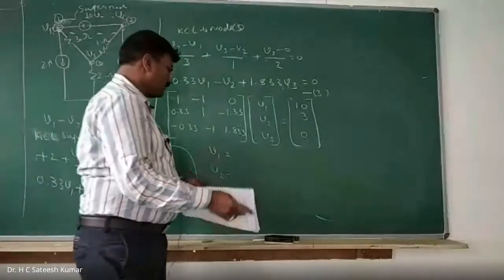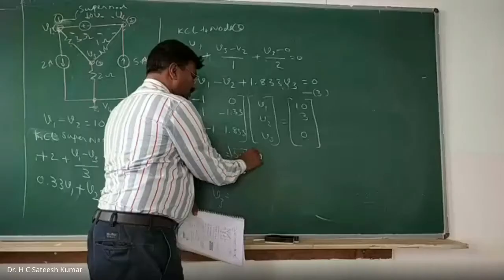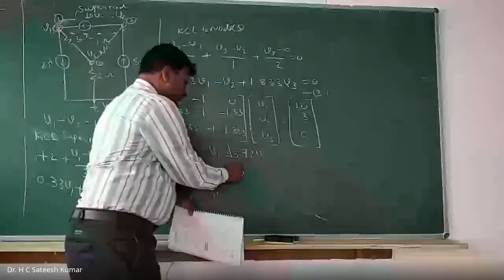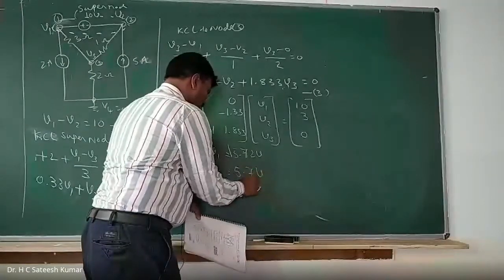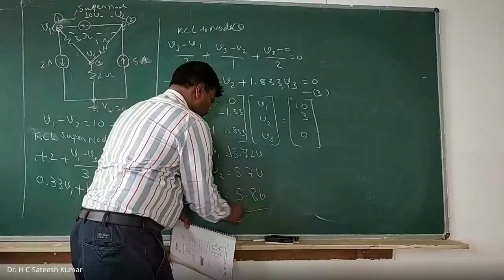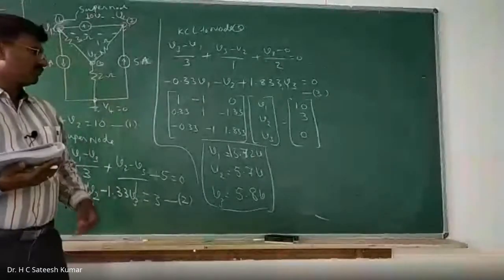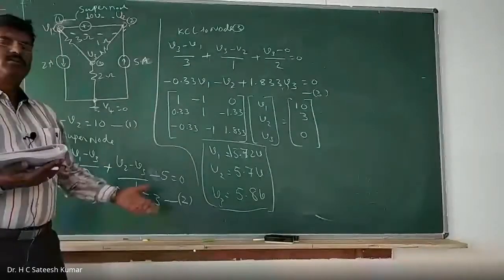V1 is 15.73. V2 is 5.73. V3 is 5.96. So we have V1 is equal to 15.72, V2 5.7, V3 5.8 volts.